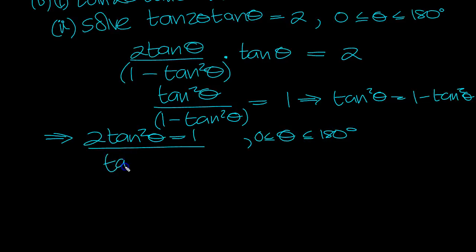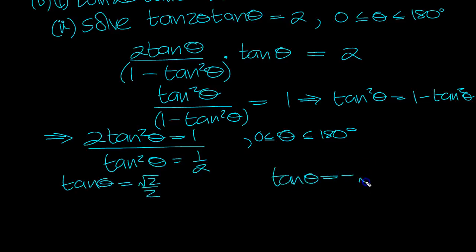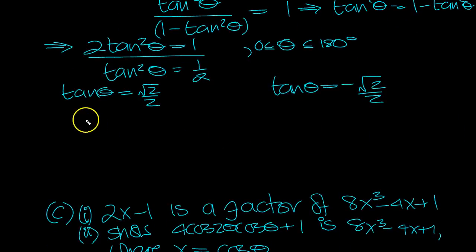So here tan squared theta is equal to half. So tan theta will equal 1 over root 2, which we can write as root 2 over 2, or tan theta is minus root 2 over 2. So here we draw a circle, CAST. Tan is positive here and here, so we can mark off these two regions.